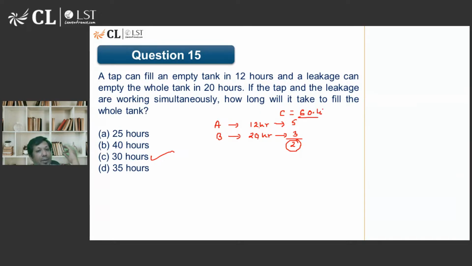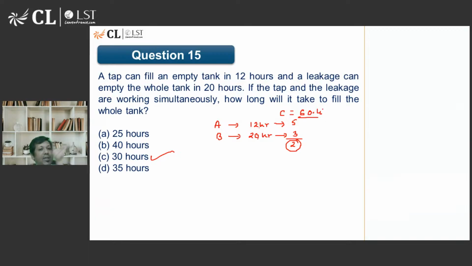So what I do is, instead of assuming the capacity is 1, I assume the capacity of the tank is a common multiple of the times. I have taken a common multiple of 12 and 20, that is 60. If you want, you can take 120 or 240. The calculation will be similar, the answer won't change. So I am assuming that the total capacity of the tank is 60 liters. A fills 60 liters in 12 hours, so in 1 hour, A fills 5 liters.